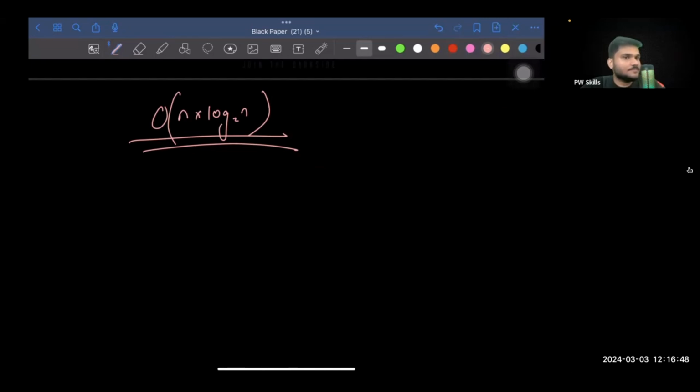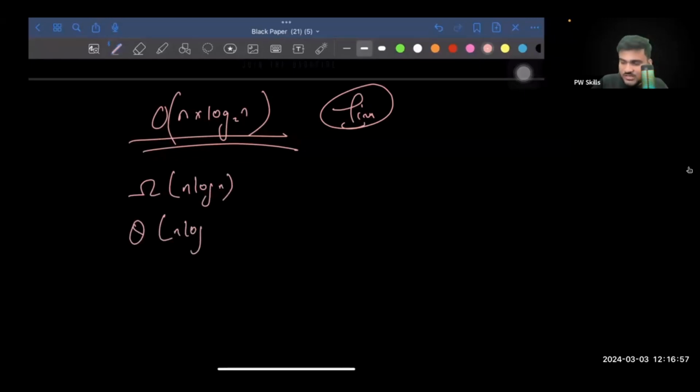Are you able to get this point, guys? So that's the time complexity. And this time complexity will be the same for the best case and the average case also, because it doesn't matter, even if the array is sorted, you keep on dividing the array into two parts, and you keep on merging them. Does that point make sense?